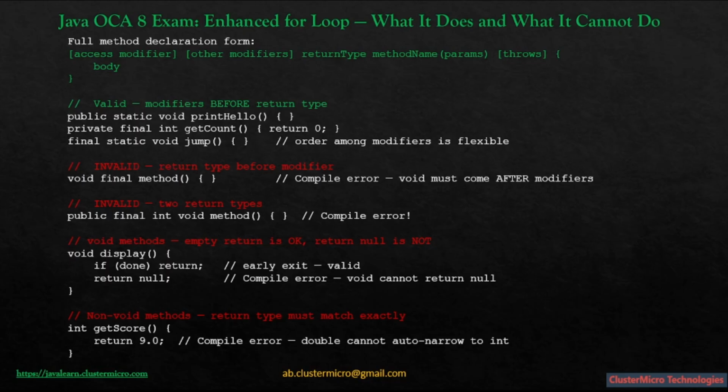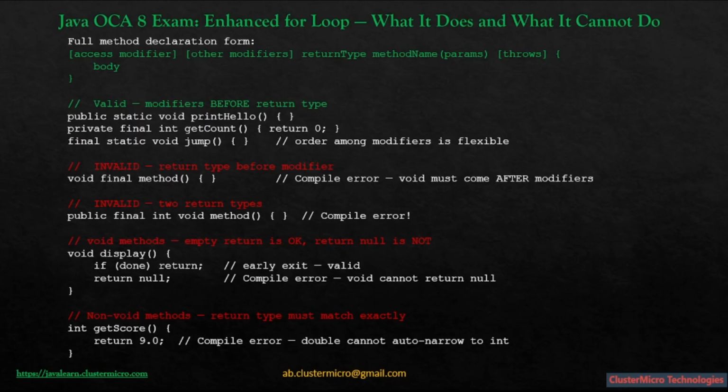Writing something like void final method is a compile-time error because the return type appears before the modifier. The return type must not appear before the modifier. A method can only have one return type. Declaring something like public final int void method is invalid since Java does not allow multiple return types.